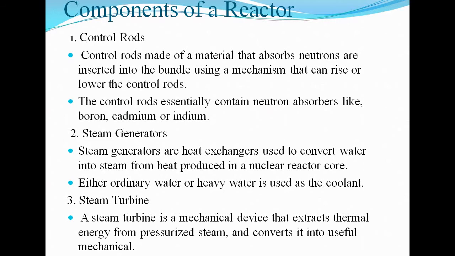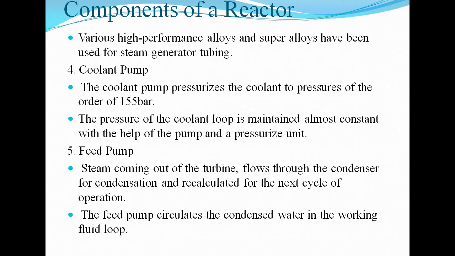Then steam turbine. A steam turbine is a mechanical device that extracts thermal energy from pressurized steam and converts it into useful mechanical energy, which we have seen. So the steam from the steam generator is bombarded on turbine blades. Various high performance alloys and super alloys have been used for steam generating tubing, so it should withstand the high temperature of steam. That's why high performance alloys and super alloys are used.